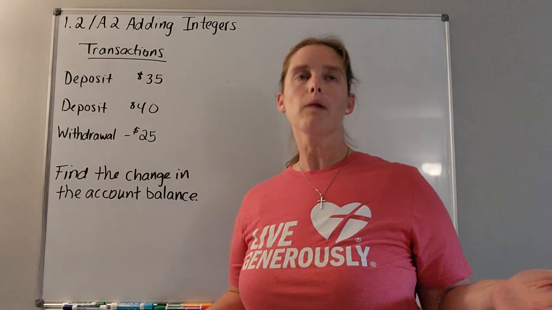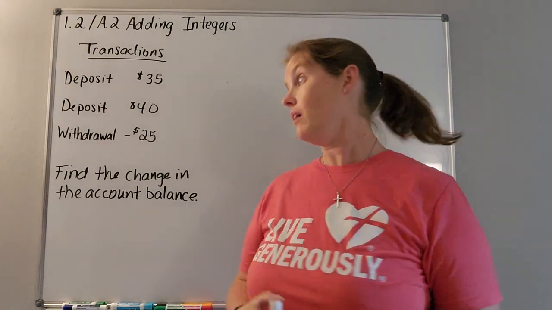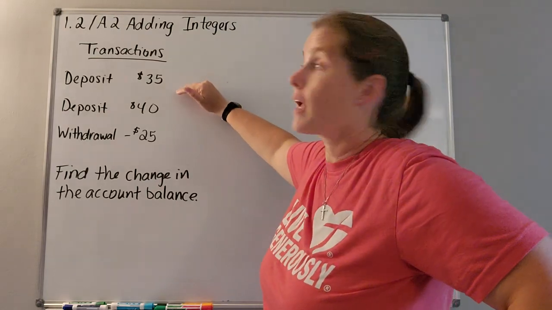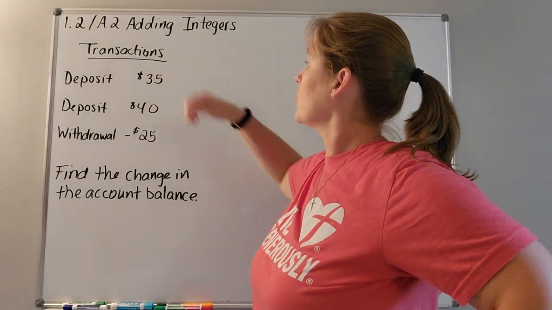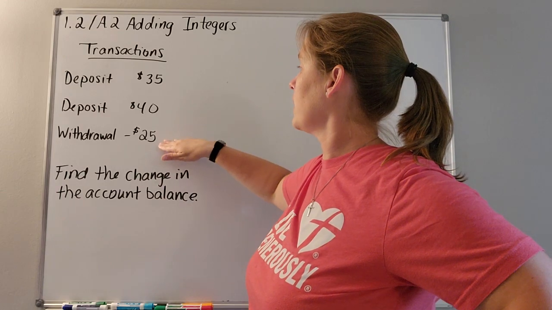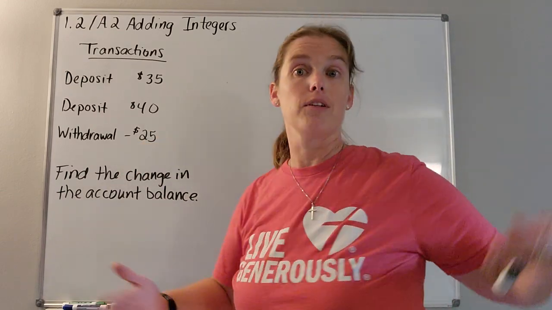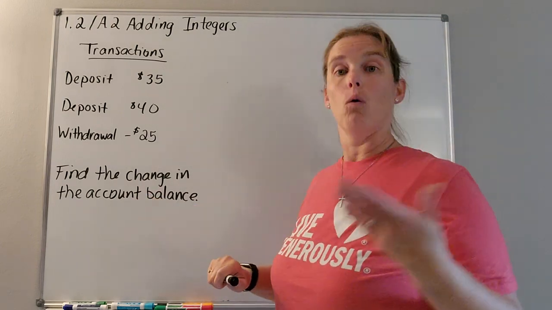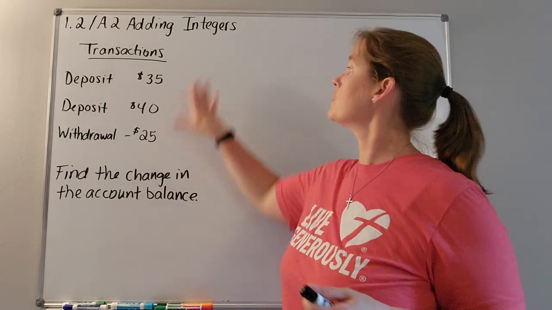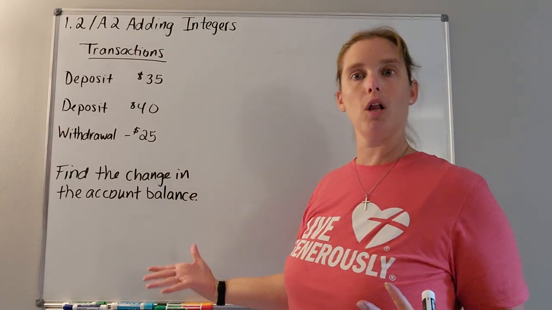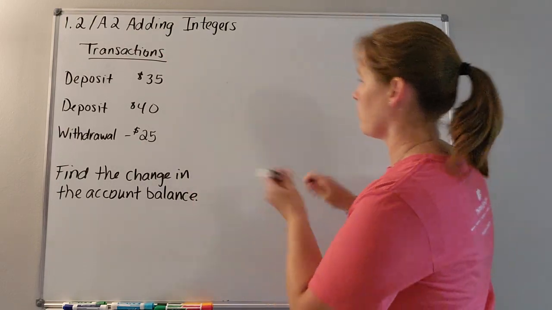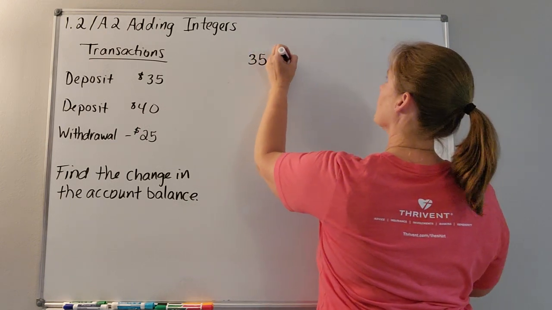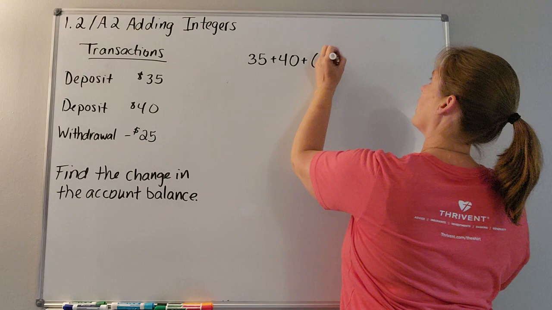All right, so you might be saying, where am I going to add and subtract integers? Well, maybe you would do it with a bank statement. We have transactions here for a bank account. $35 deposit, $40 deposit, negative $25 withdrawal. So withdrawal means it's negative, the money's going out. It says, what's the change in the account balance? Well, let's see. What are we going to have to do with these numbers? You got to total them all up, right? So we're going to do 35 plus 40 plus negative 25.